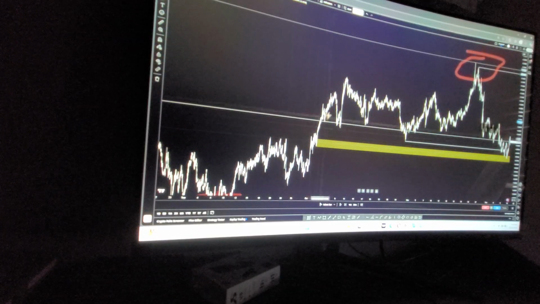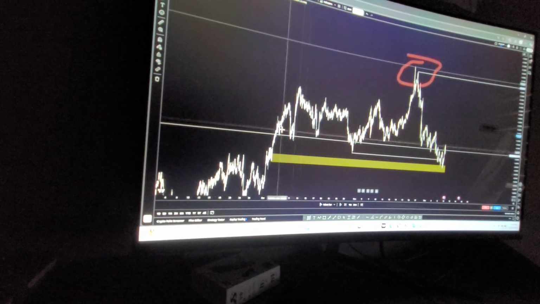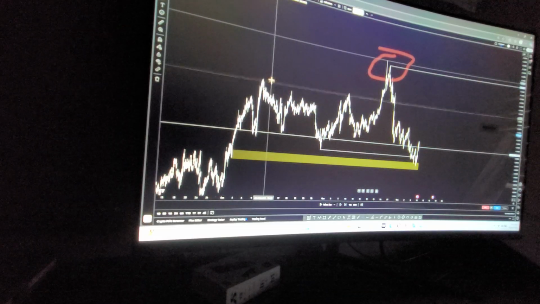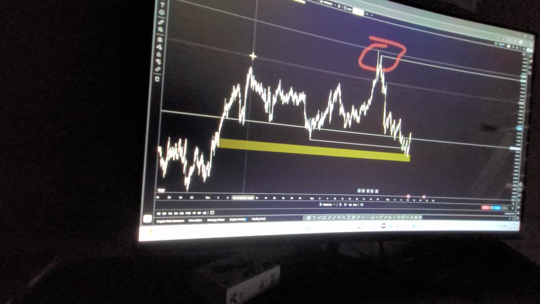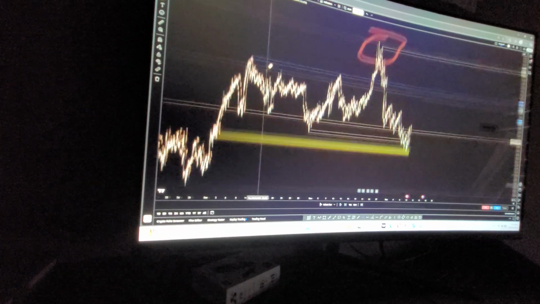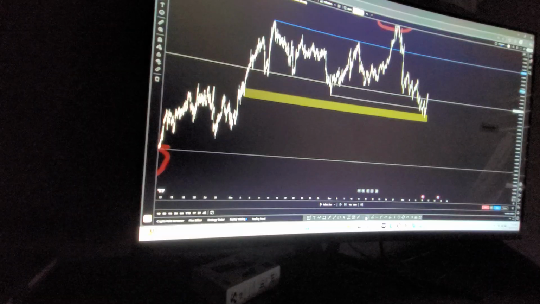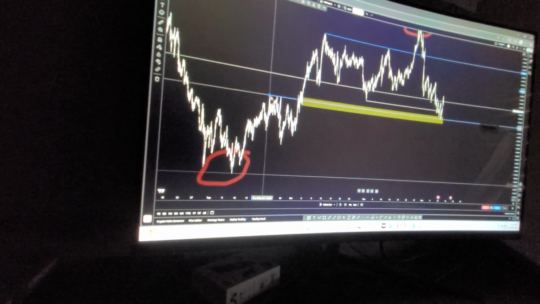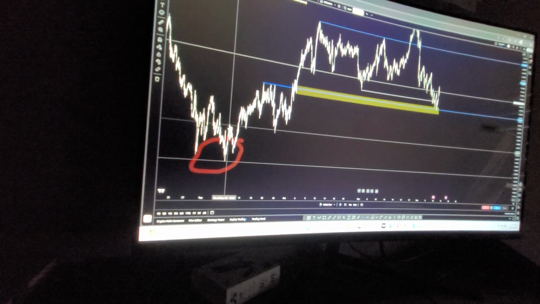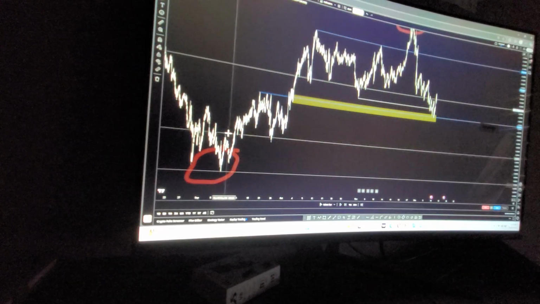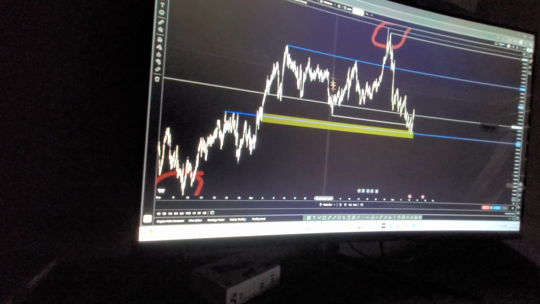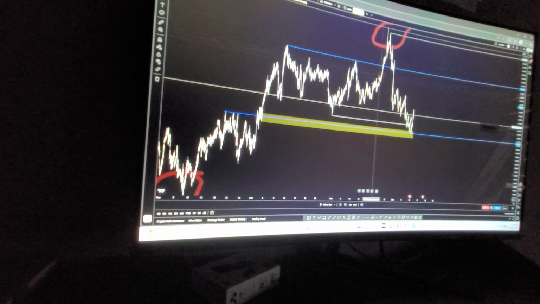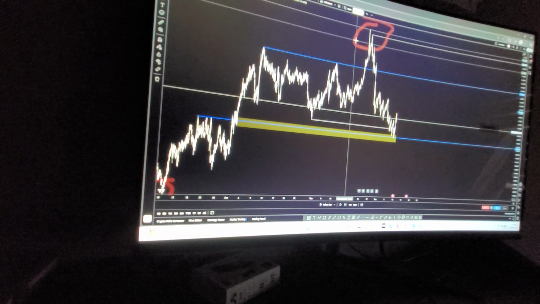This is the second 30-minute break of structure. And this is the third 30-minute break of structure. Let me mark it out for you guys so you can understand. This is the third one, this is the second one, and this is the first one right here. Then what did price do? Price came back to take out the low that creates the third 30-minute break of structure.